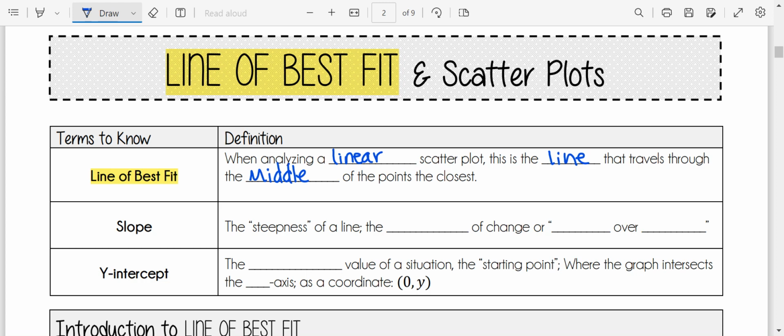Slope, we've talked about this multiple times. It's just the steepness of the line. It's our rate of change, and we put our rise, how far up or down, over our run, how far left or right. And then we have our y-intercept. Again, we've talked about this multiple times. This is the initial value of a situation, the starting point where the graph intersects the y-axis. So that's our vocab, just going back over slope and y-intercept so that we can get to that line of best fit.